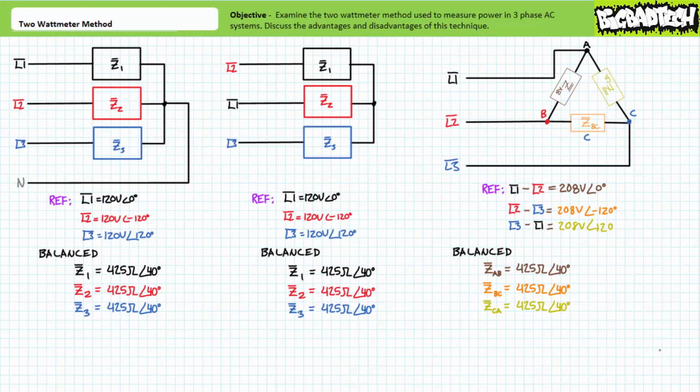Today's topic of discussion is power measurement in three-phase AC systems using the 2 Wattmeter method. Our objective is to examine the 2 Wattmeter method employed to measure power in balanced and unbalanced three-phase AC systems. We'll compare and contrast this method with the 3 Wattmeter and the single Wattmeter method and discuss which methods work in which situations and which don't.